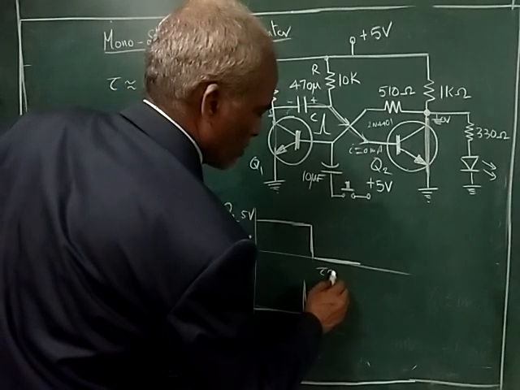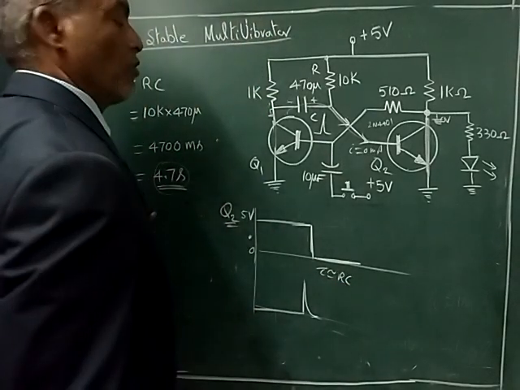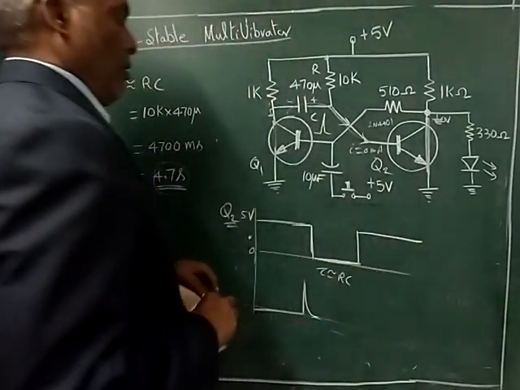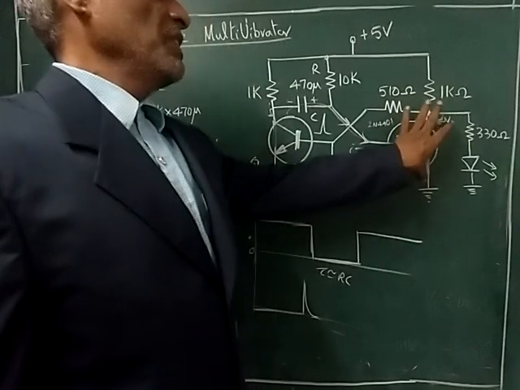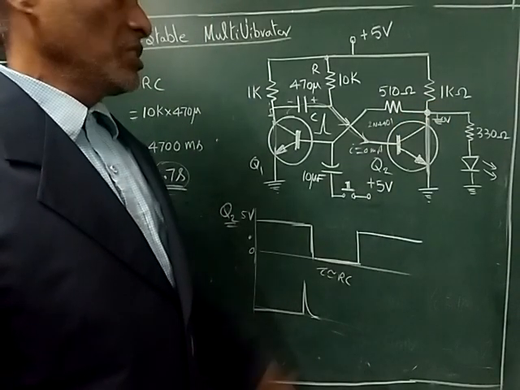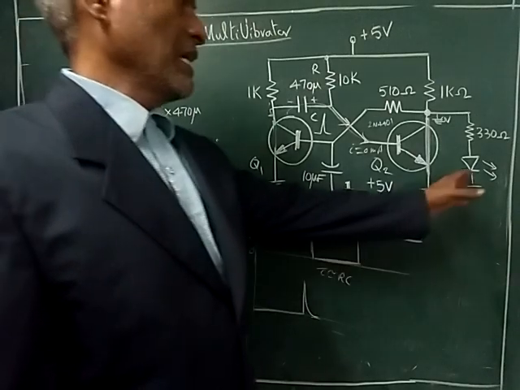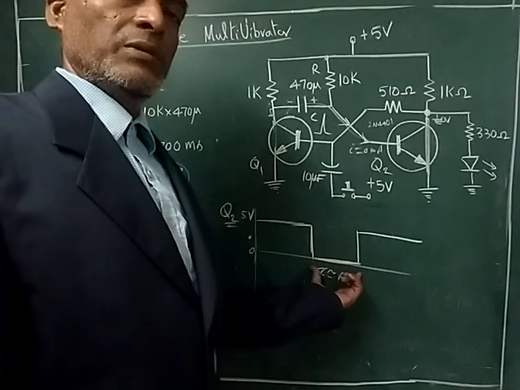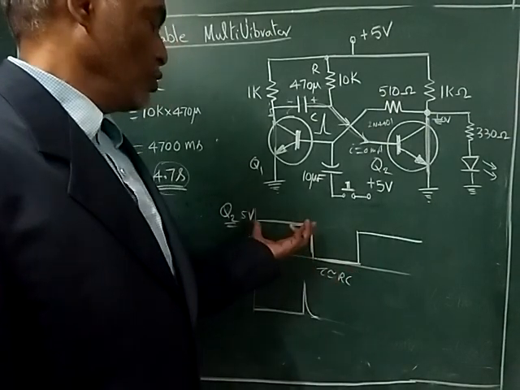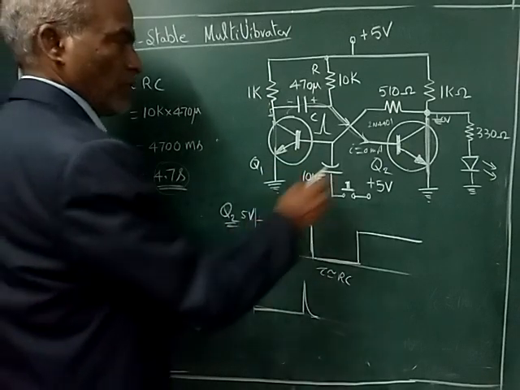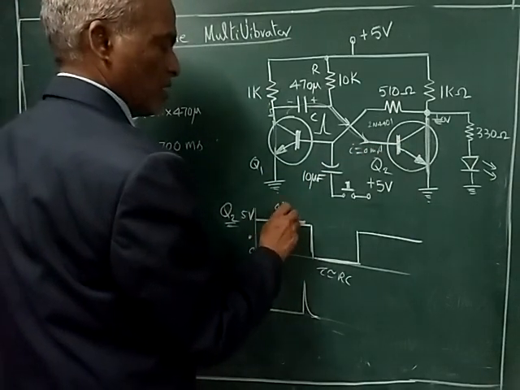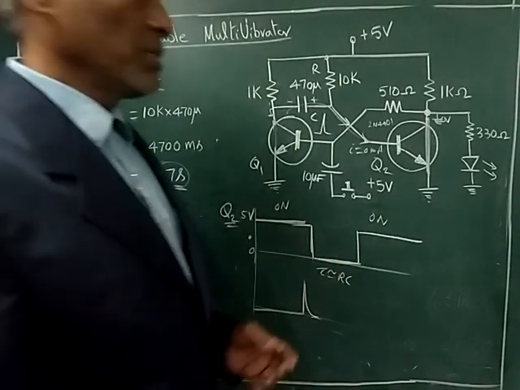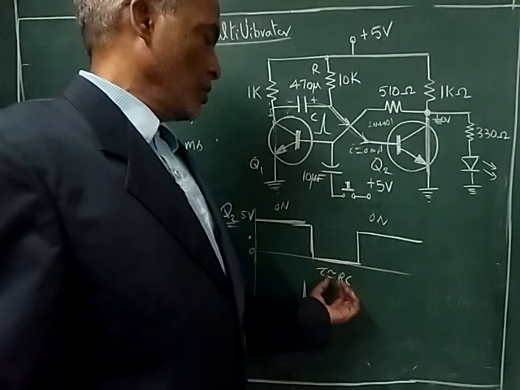That is, tau is approximately equal to RC. In this case, it is 4.7 seconds. And once again, this Q2 goes to VCE equal to VCC, which is cut off. Therefore, the LED will glow. So this is called monostable. It's a quasi-stable state, because usually the stable state for transistor Q2 is only on. This is the stable state. It goes to off. That state is called quasi-stable state, and it lives there for tau equal to RC.